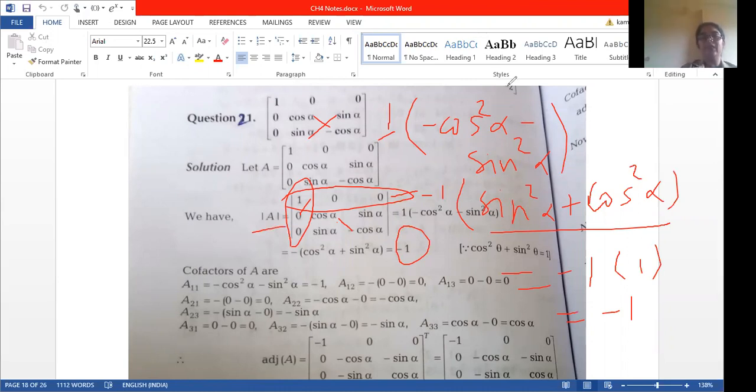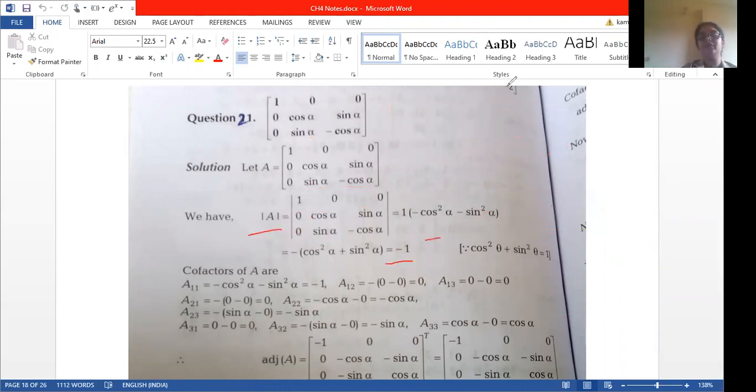Now we have calculated that the determinant is minus 1, which is not equal to 0. So we can say that A inverse exists. You can write this statement also: as the determinant is not equal to 0, A inverse exists. Now we will find what? Adjoint of A. Now our next step is what? Find adjoint of A. For finding adjoint of A, we need the cofactors: C11, C12, all the values of Cij.